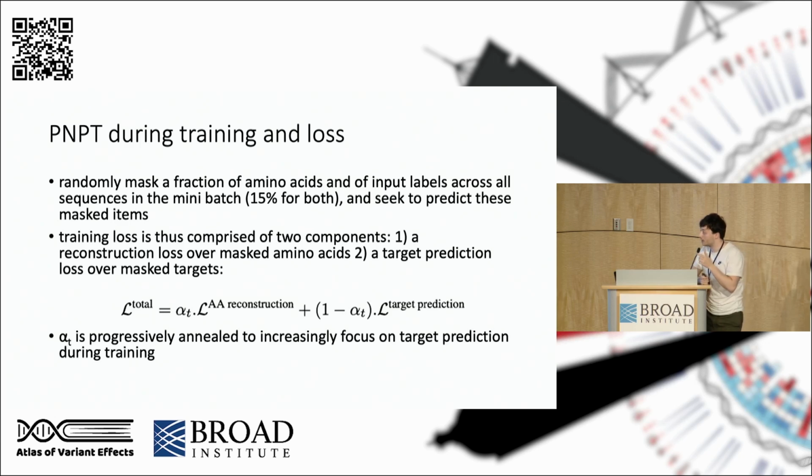So yeah, as I highlighted, we mask a fraction of amino acids, and we also mask the target, and we have this loss that combines the two, and we have a parameter that weights the two, and this parameter is progressively annealed to increase the focus on the target prediction part of the task during training. And in a way, you can see this amino acid reconstruction part of the loss as a regularization term on the training objective.